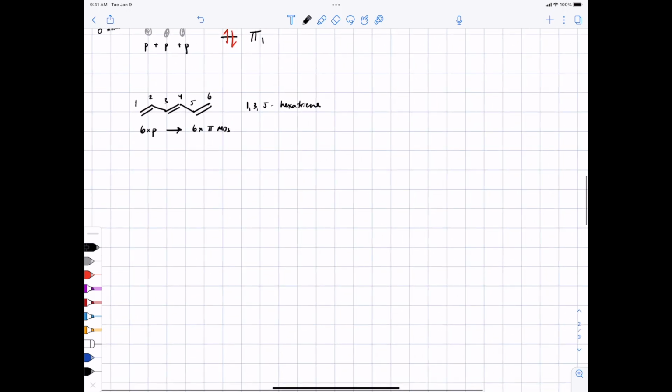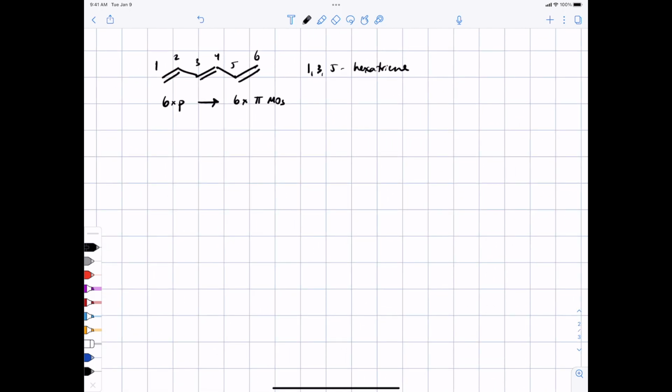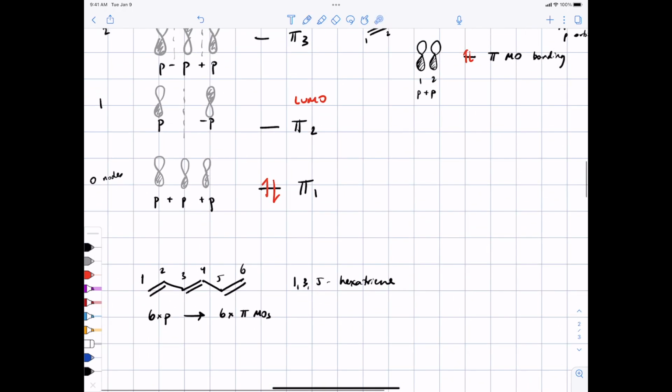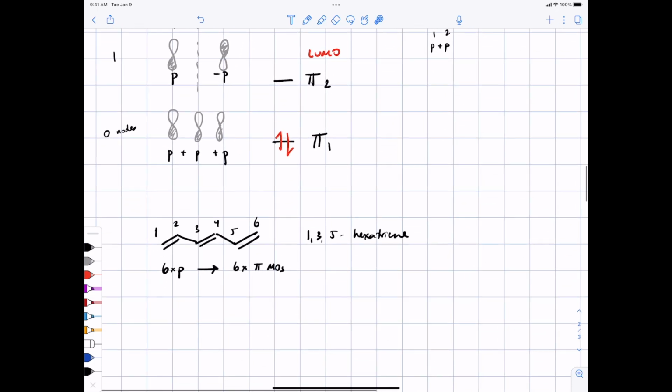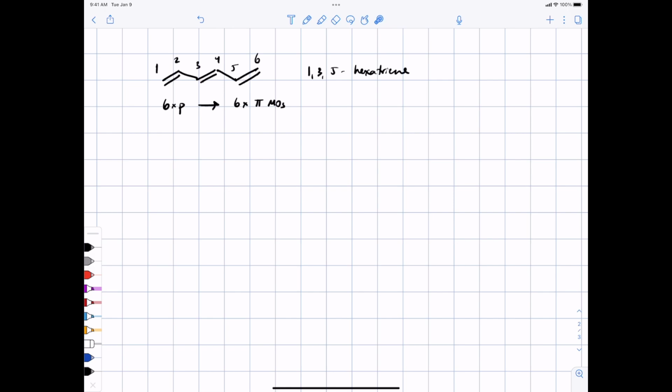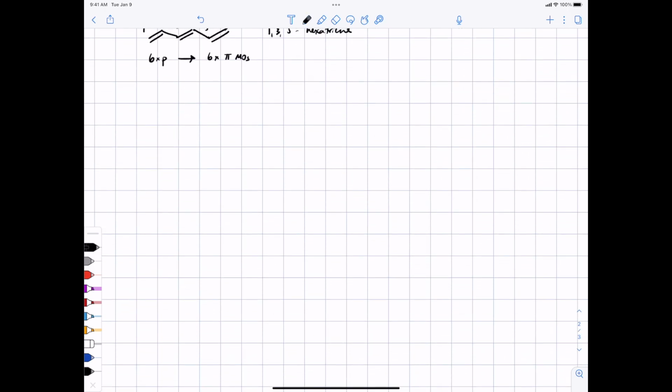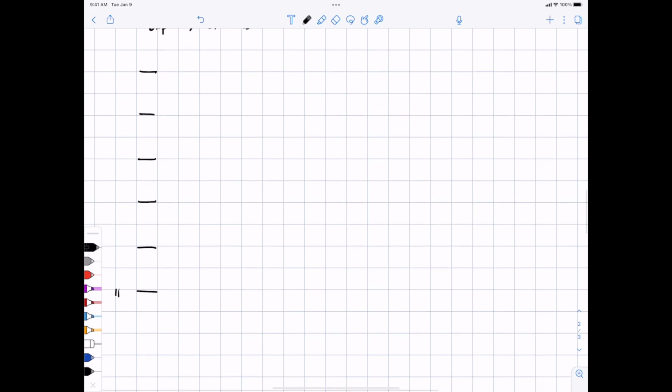Figuring out what these orbitals look like is actually pretty easy, but I never ask you to do that. At most, I ask you to be able to count the number of nodes in a diagram of an orbital that I show you, rank them in energy, and decide which one is the HOMO or the LUMO. So I'm just going to show you what these orbitals look like. There are 6 of them: 1, 2, 3, 4, 5, 6. We'll call them pi 1, pi 2, pi 3, pi 4, pi 5, and pi 6.